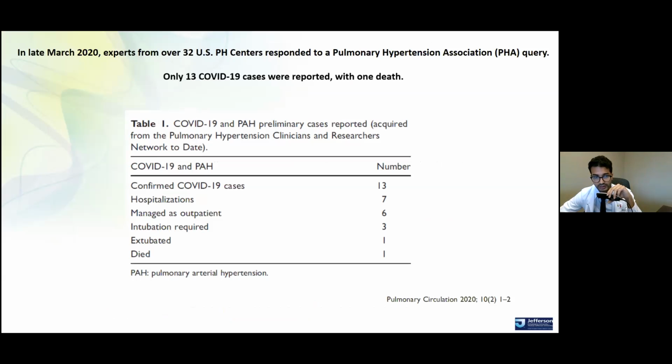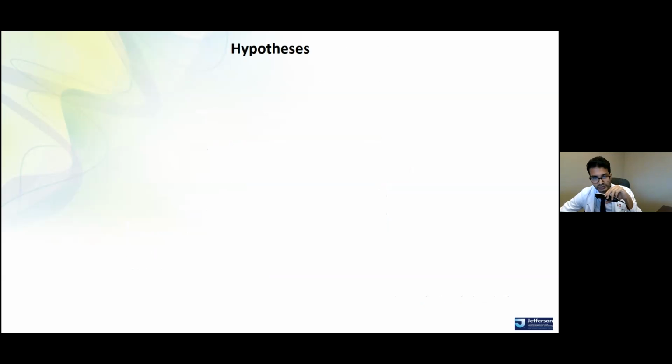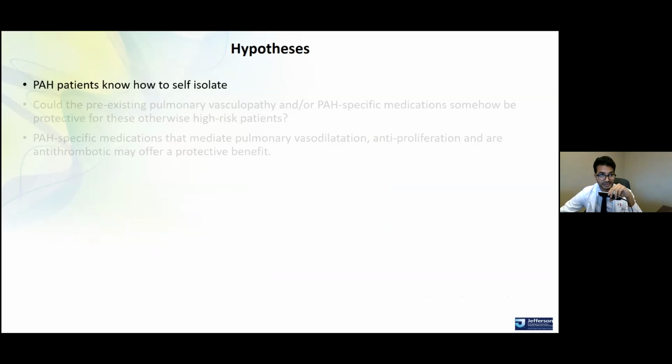Half the patients were managed as an outpatient. The other half needed hospitalization, and less than a quarter of the patients needed intubation. So one would say that these patients were not as sick as maybe we expected. And there were several hypotheses that have been raised as to why that may be the case. One, maybe these PAH patients are not getting the infection or not manifesting severe infection because they know how to stay away from other people. They've known how to self-isolate for years because that's a big part of dealing with this disease.